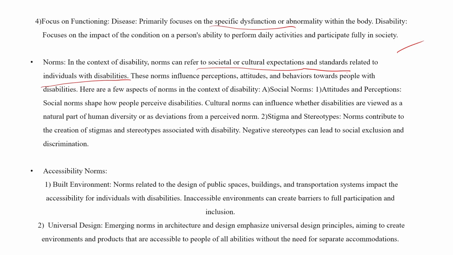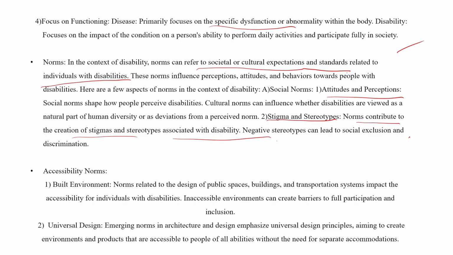Social norms, attitudes and perception. Social norms shape how people perceive disabilities. Cultural norms can influence whether disability is viewed as a natural part of human diversity or as a deviation from a perceived norm. Stigma and stereotypes. Norms contribute to the creation of stigma and stereotypes associated with disability. Negative stereotypes can lead to social exclusion and discrimination, right.